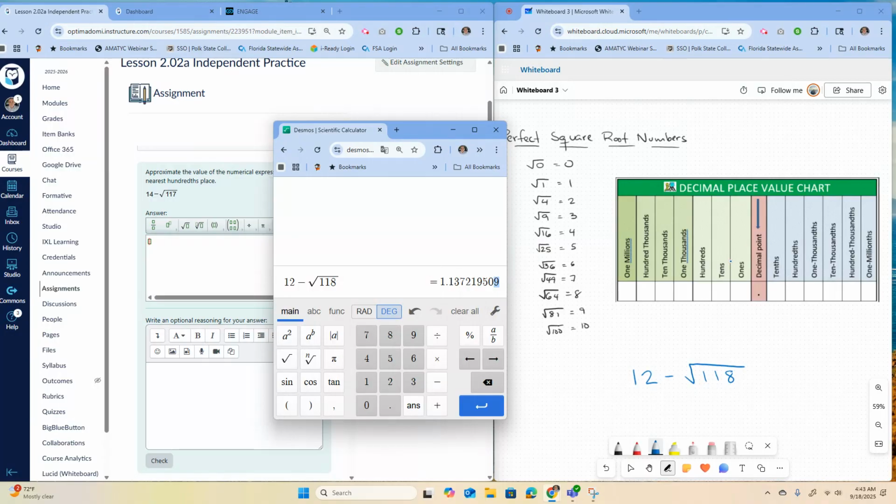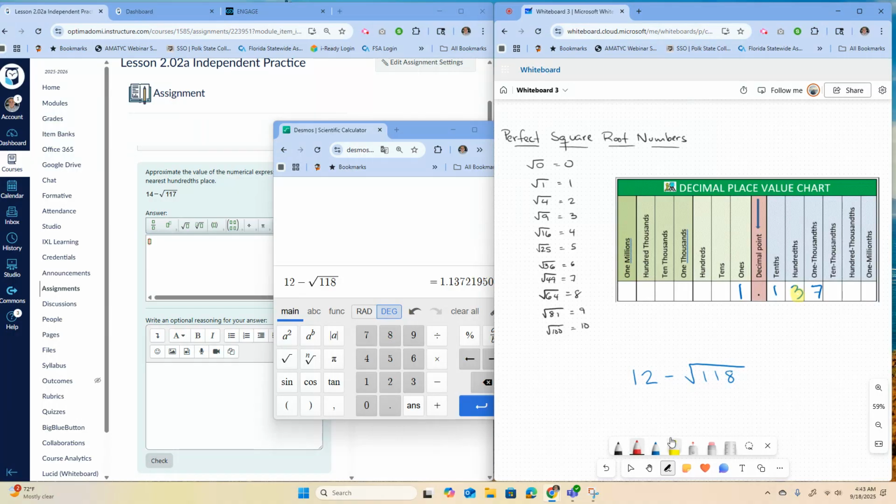I'm going to put this number in the chart. So I'm going to put 1.13. They asked me to round to the nearest hundredth, so I need the extra digit, the next one to the right, 7. And now I'm going to be rounding to the hundredths place, which is the 3 that I highlighted.